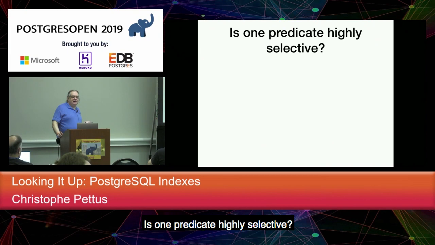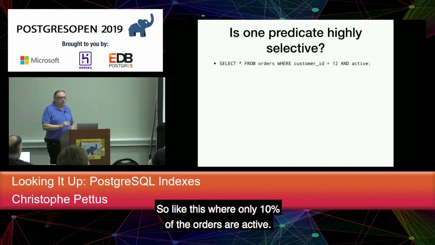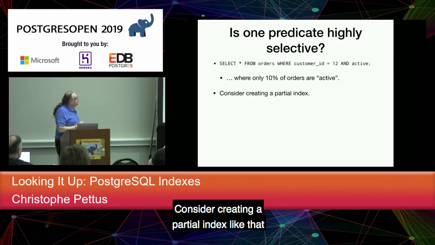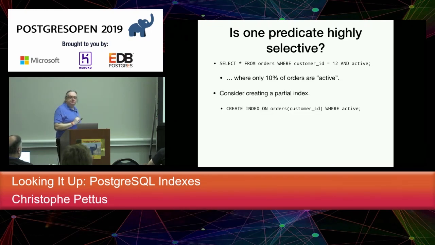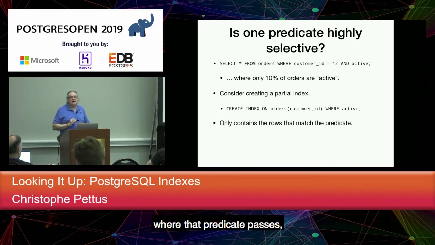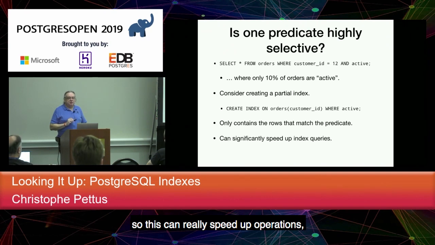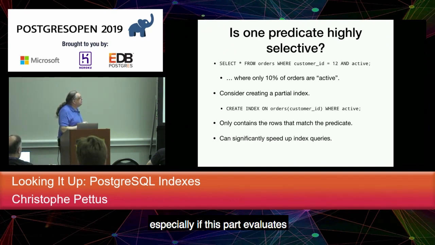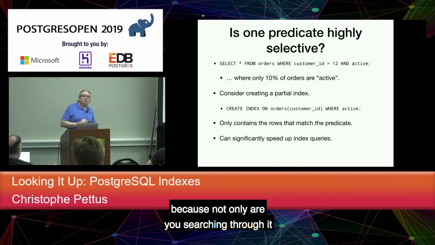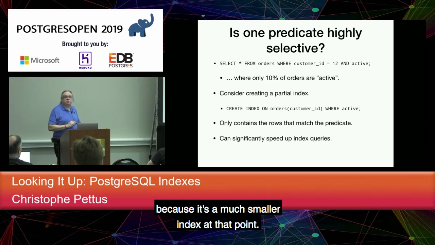Is one predicate highly selective? Like this, where only 10% of the orders are active. Consider creating a partial index, like that. Because it'll only index rows where that predicate passes. So this can really speed up operations, especially if this part evaluates to a very, very small subset of the number of rows. Because you're not only searching through a much smaller index at that point.